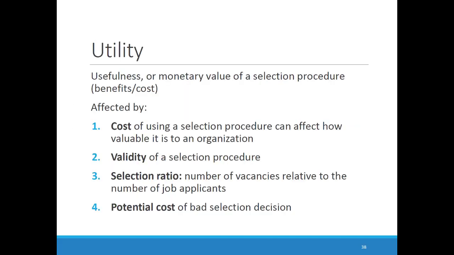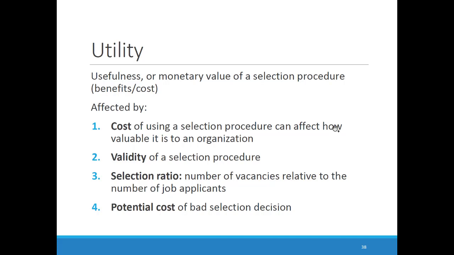Okay, so now let's talk about utility. Utility of a selection method refers to its usefulness or monetary value of the selection procedure. So you can think of it as a cost-benefit ratio. And this is affected first by the cost of using a selection procedure. So how much money will it cost the organization to implement this?